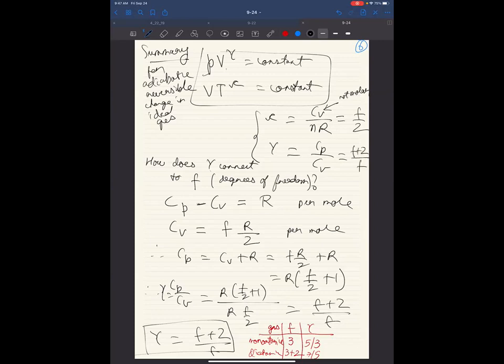And this is why the number of degrees of freedom is important. If you know how to calculate it, it's complicated. It depends on temperature. It's a variety of things that affect it. But if you know what it is, and if you assume an ideal gas, you can calculate these things.